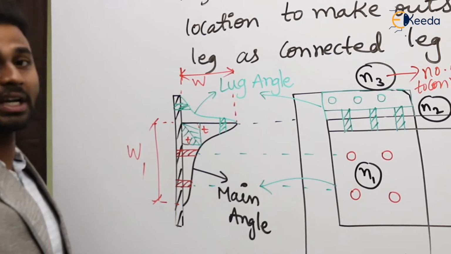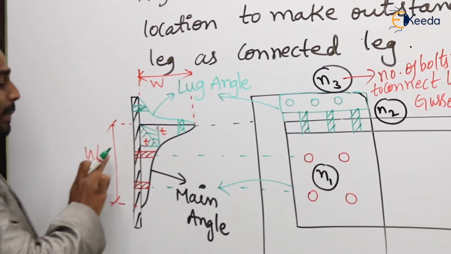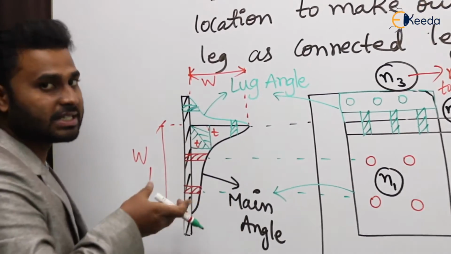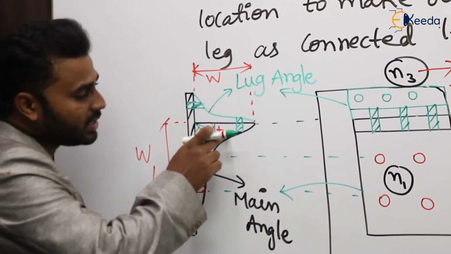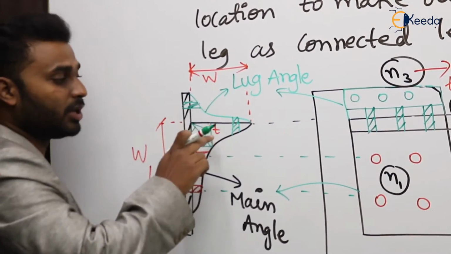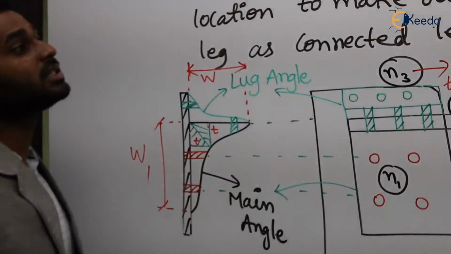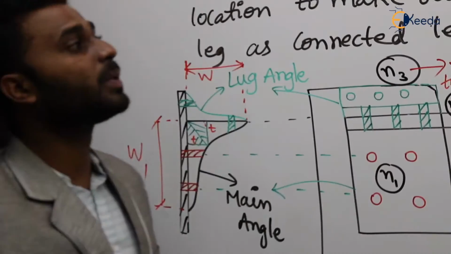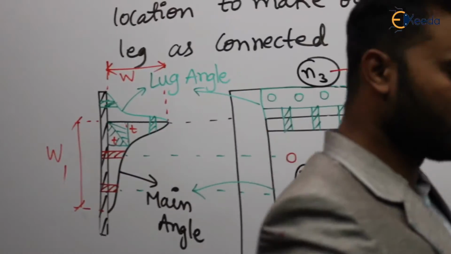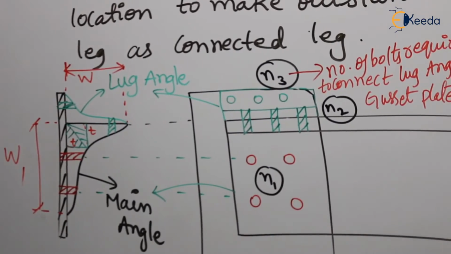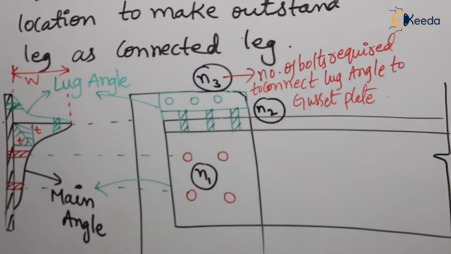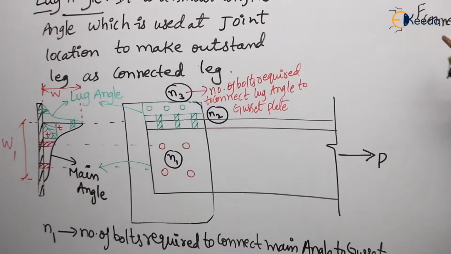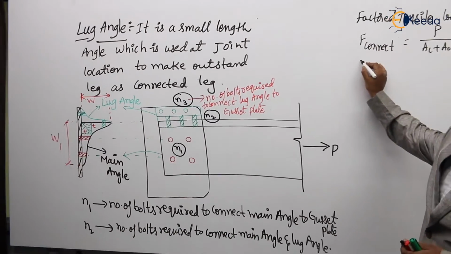So how to get the area of the connected leg? W1 minus T by 2 into T, as we discussed in the previous session. And how to get this? W minus W2 into T. That is how to get A naught. So that is P by AC plus A naught into AC, where AC is the area of the connected leg and A naught is the area of the outstand. So this is the force in the connected leg.